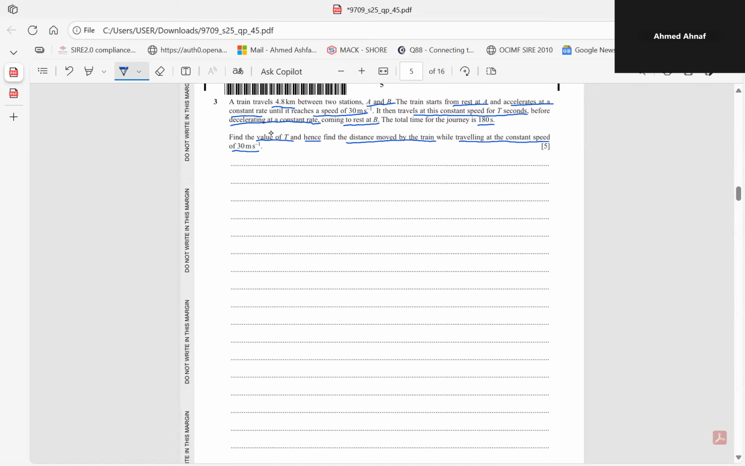Okay, so to do this question, we're going to sketch a velocity time graph. The y-axis would be our velocity axis, and the x-axis would represent the time. At time 0, it starts from rest at A and accelerates at a constant rate. So we're just going to draw a straight line, since the gradient of the velocity time graph represents the acceleration. Since the acceleration is constant, the gradient will be constant too. So this would be 30 meters per second.